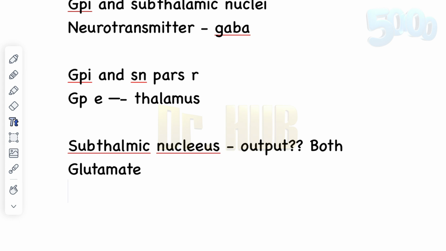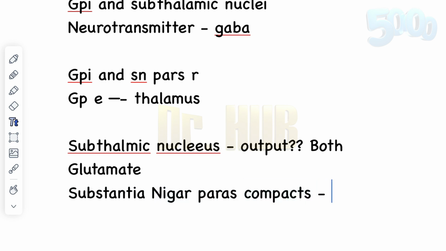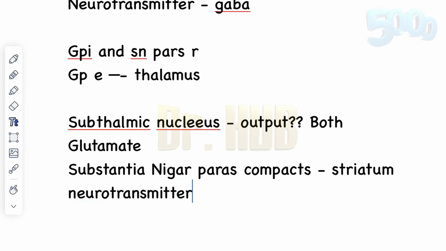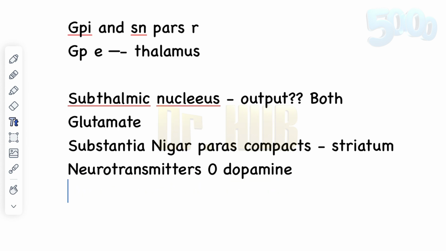Next, we look at the substantia nigra pars compacta, the SNPC. Here the striatum is the input and output, and the neurotransmitter is dopamine. So substantia nigra pars compacta, striatum and dopamine. Ventrolateral thalamus and subthalamic nucleus both have glutamate.